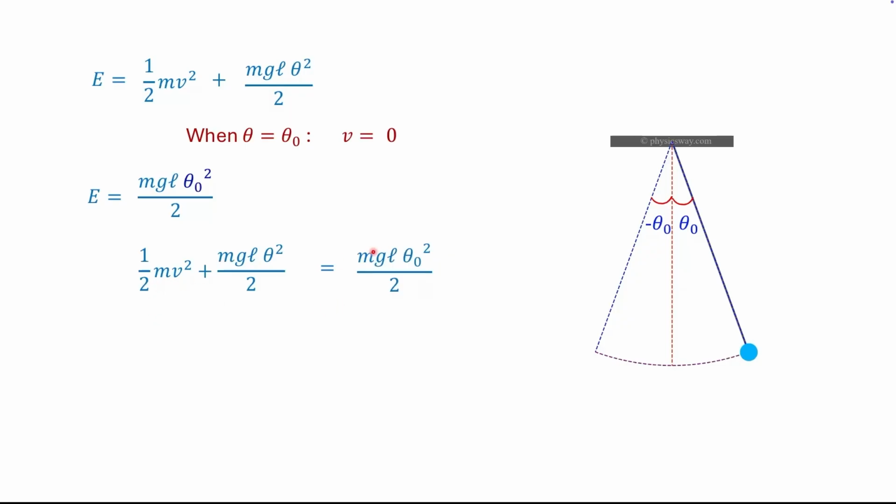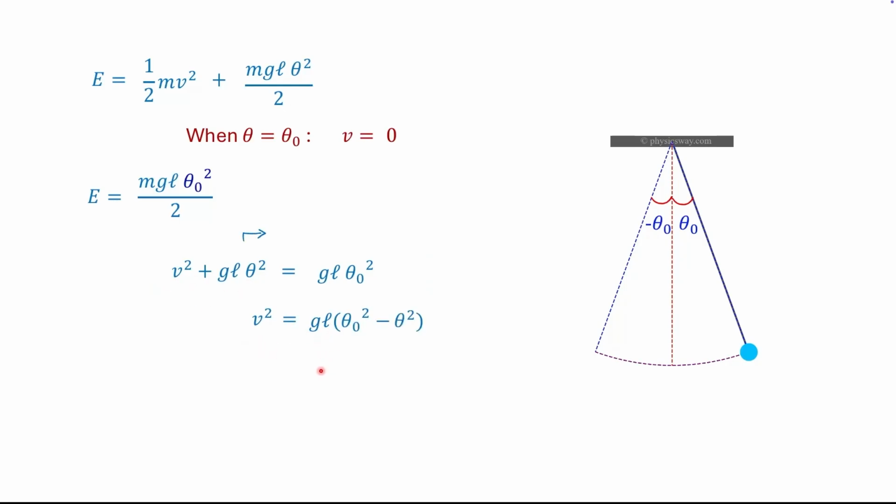All the terms have m, so you can divide that out. And all the terms are divided by 2. So you can cancel out the 2's. Now move this term to the right-hand side, and isolate v squared. And factor out gL. From this equation, v is equal to square root of this.